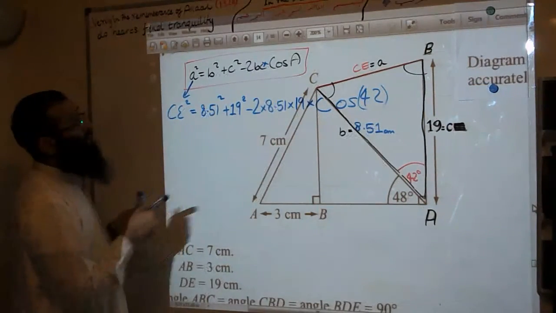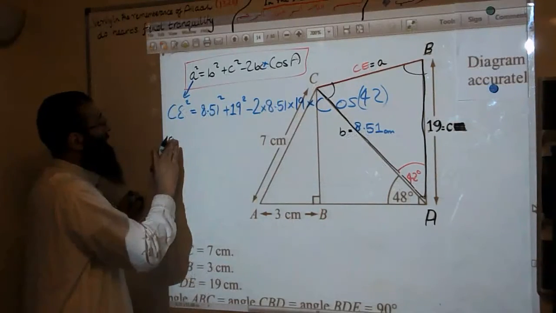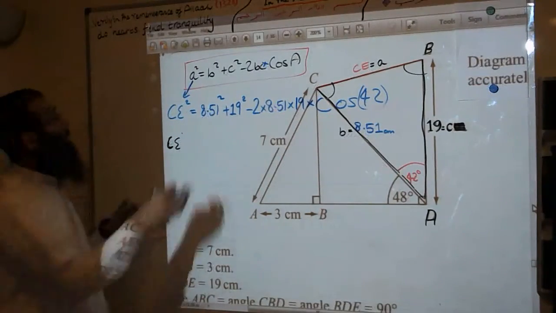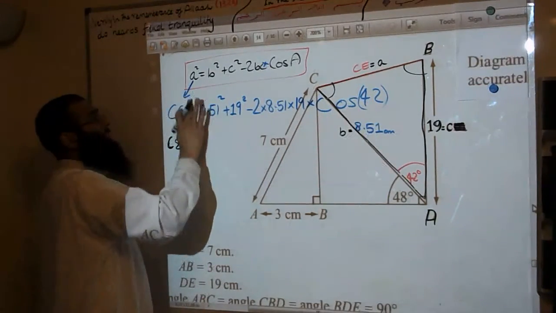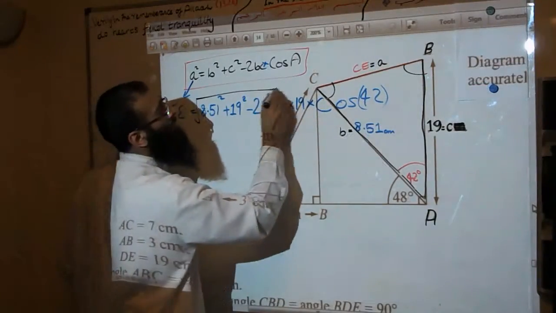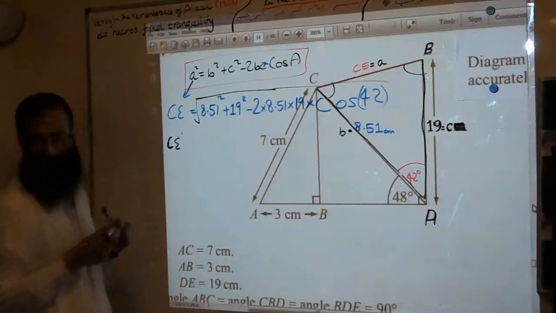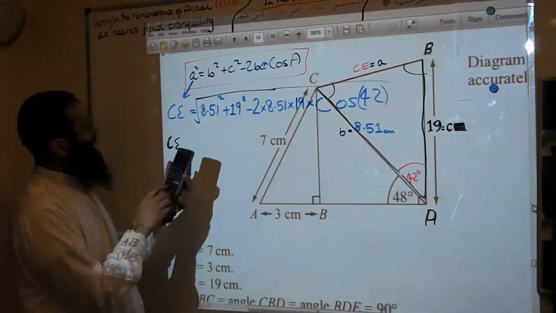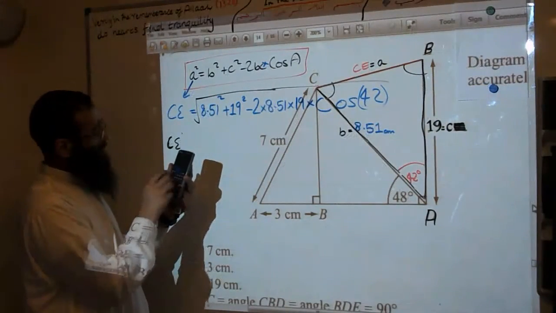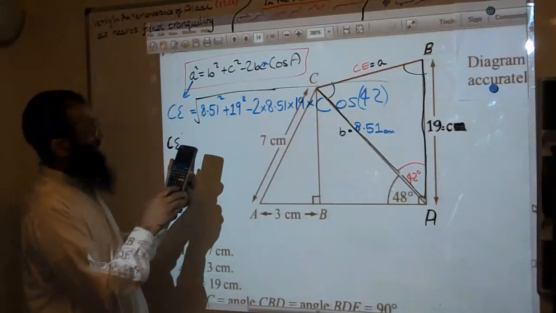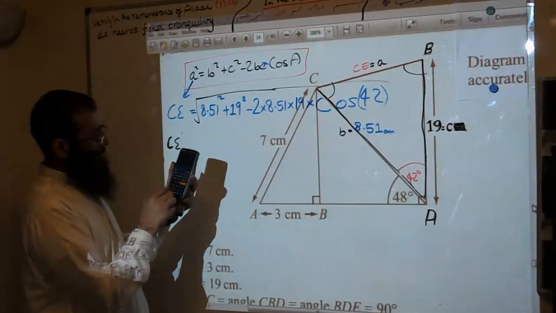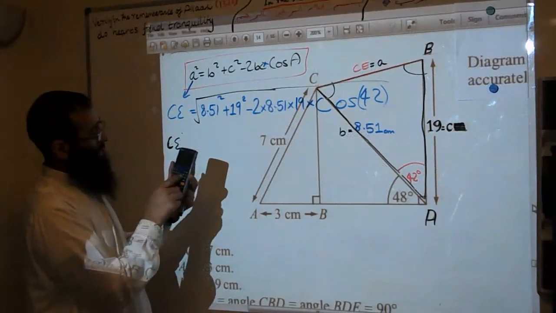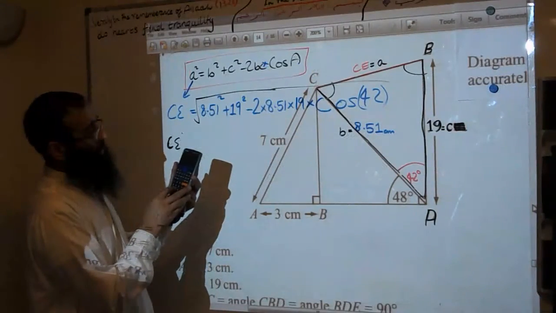Right, let's now work this stuff out. So now we have to put it into the calculator. You have to rearrange, don't you? Okay, one more bit of rearranging. Opposite squaring is? Square rooting. I'm going to take my square root, and I'm just going to cheat and write it in one go. So, square root of all that. What we type in first is the square root button, and then 8.51 squared plus 19 squared minus 2 times 8.51 times 19 times the cos of 42. I've got 13.89.